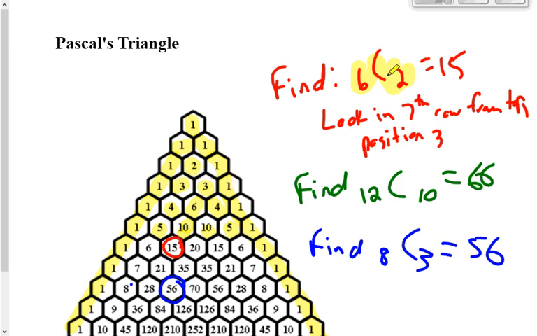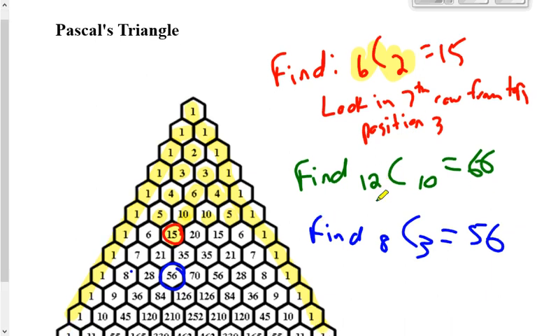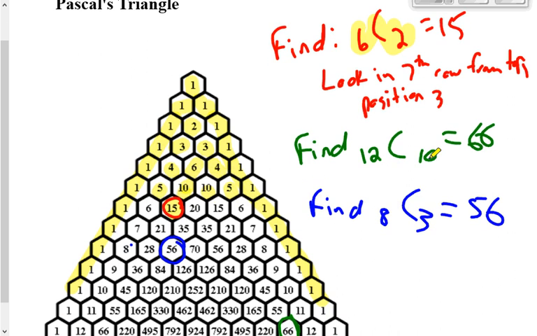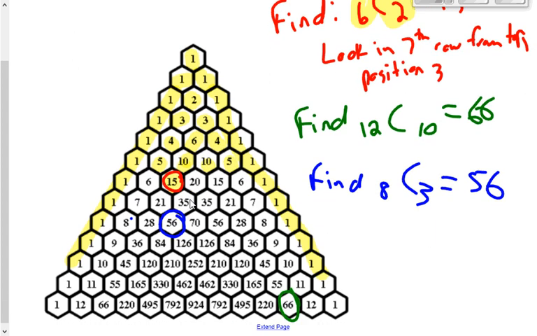So if I want 6 choose 2, go down where the second one's a 6. So here's choose 0, choose 1, choose 2. So 6C2 is 15. You can try it on your calculator, you're going to get 15. So 7th row, position 3. What if I said find 12 choose 10? I'm going to have to go to the 13th row, 11th position.